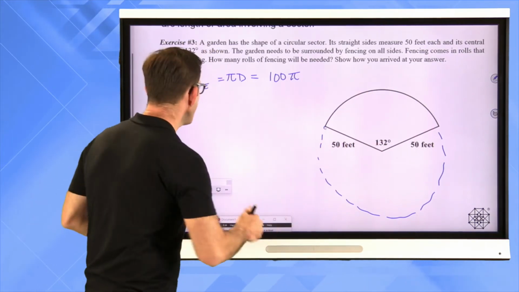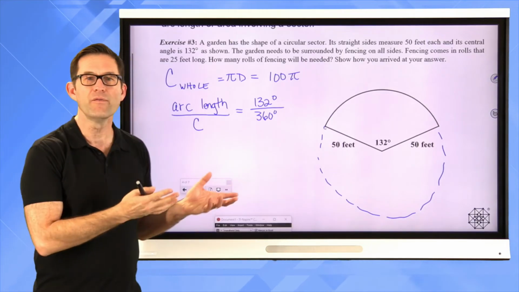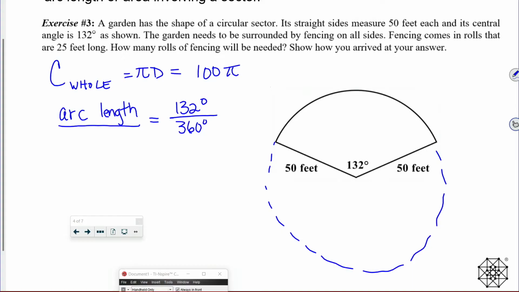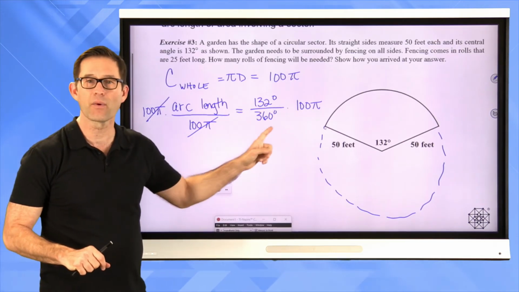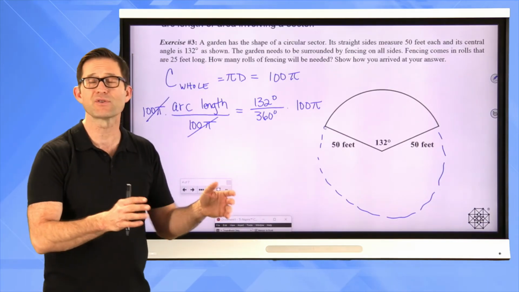Well, again, it is quite okay to do this kind of business. The arc length divided by the circumference is equal to 132 degrees divided by 360 degrees. That's great. You know, if you feel comfortable with this, awesome, right? And then we know that the circumference is 100 pi, so we can multiply by 100 pi on both sides, right? And again, all we're doing is taking the fraction of the circle that the sector represents and multiplying it by whatever the whole is, whether it's the whole area or the whole circumference, regardless, right?